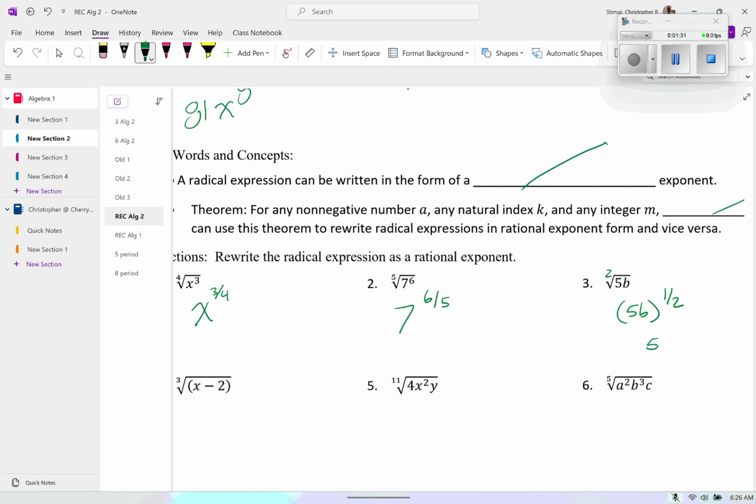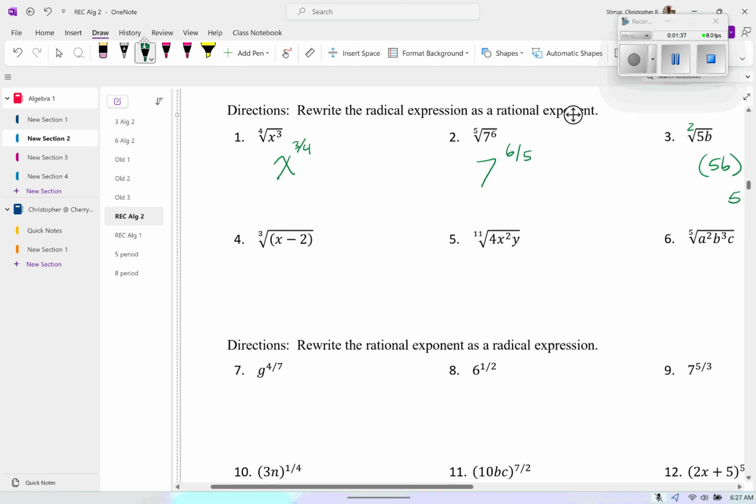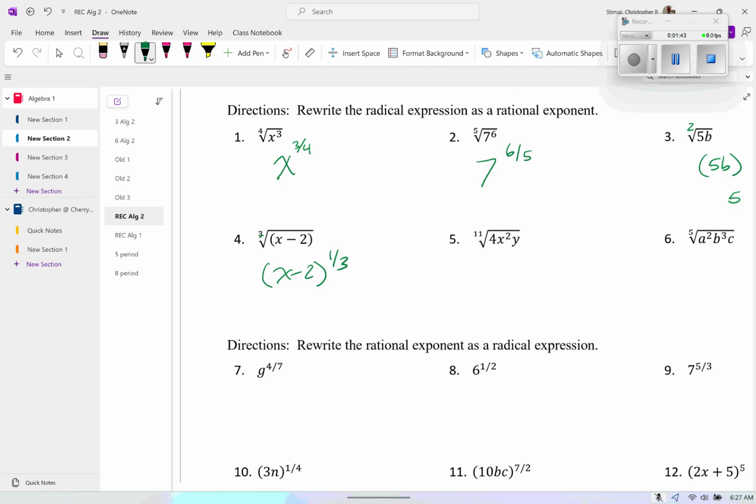Some people might choose to do this, 1/2 b to the 1/2. I think either answer is fine. This one, I'm going to go x minus 2 raised to the 1/3 power. Again, this is the denominator. This one I'm going to put in parentheses, so 4x squared y to the 1/11th power. You could distribute it in, but there's really no reason to.